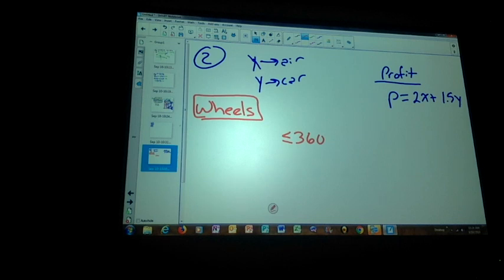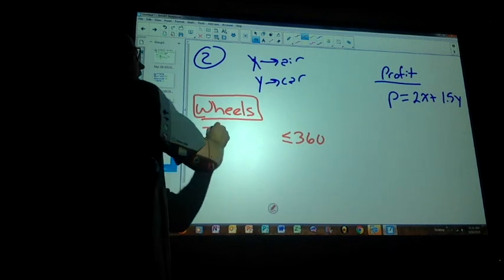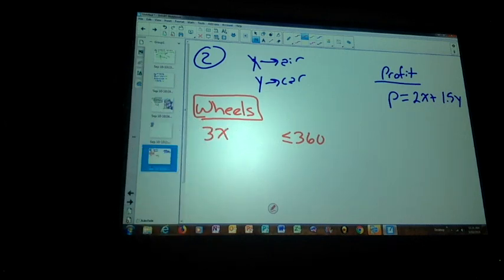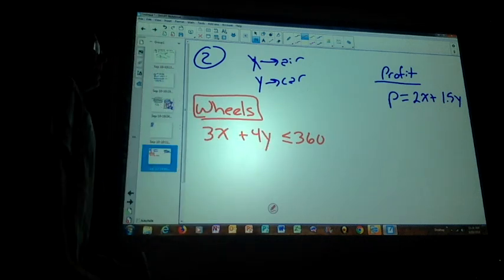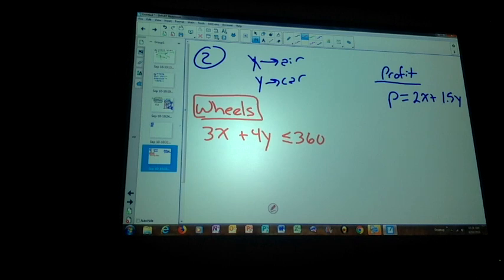Okay, how many wheels can I put on an airplane? Read the thing. 3. So I can put 3 wheels on an airplane. How many on a car? There's one of my constraint equations. So between the wheels used for my cars and the wheels used for my airplanes, I can't use more than 360 of them.